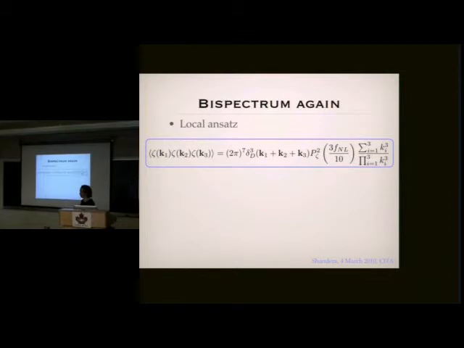And so for the local model, if you just fill in the details, you can be more explicit now. And you find the same type of scaling with two copies of the power spectrum amplitude. It's proportional to this number FNL. And you find a very simple form for that leftover k dependence, which is the sum of the k's cubed over the product of the k's cubed. Very simple.